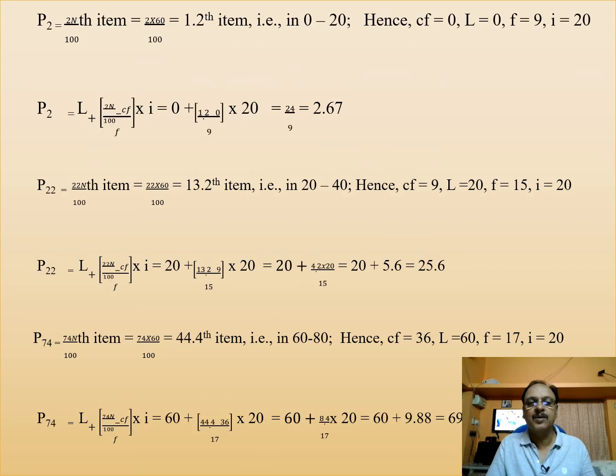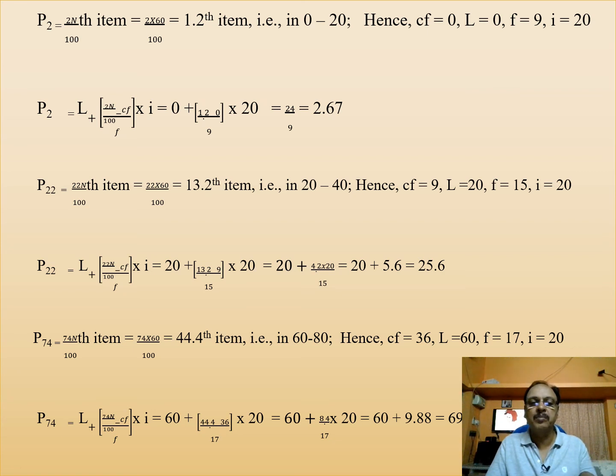Now percentile 2. Percentile 2 means 2n by 100th item. Here n is 60. 2 into 60 by 100 is the 1.2th item, that is in 0 to 20. CF is 0, L is 0, F equal to 9, i equal to 20. Then the P2 formula is L plus (2n by 100 minus CF) by F into i. Then by applying this, you are getting 2.6 approximately.